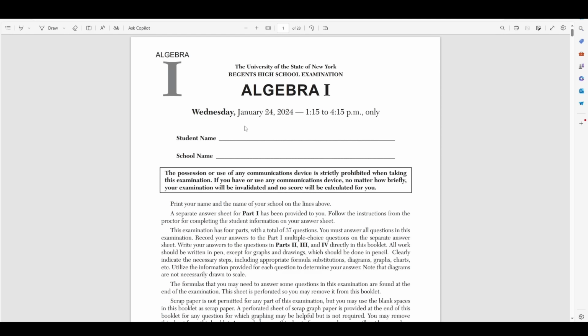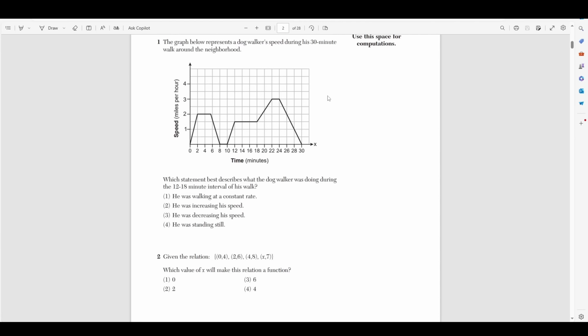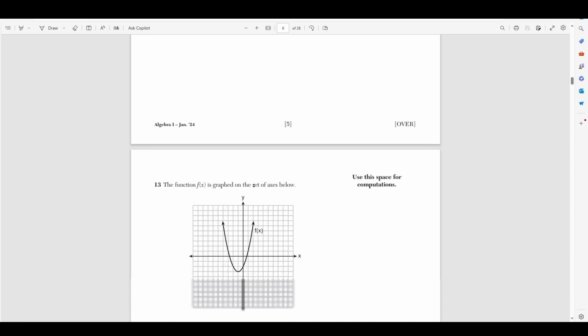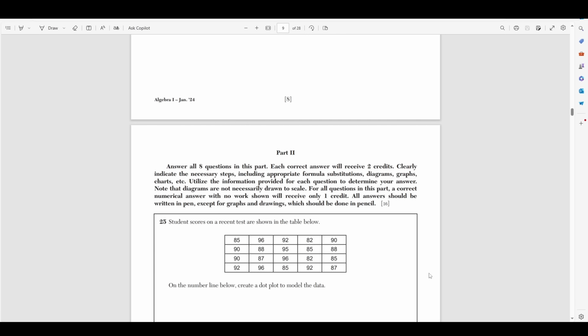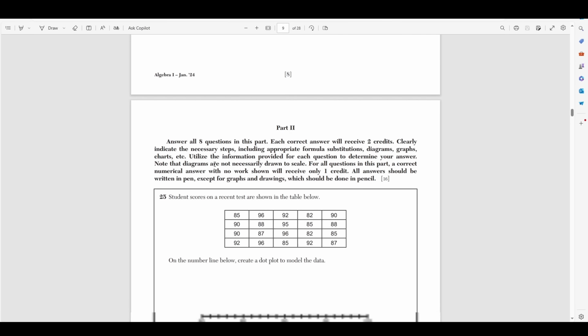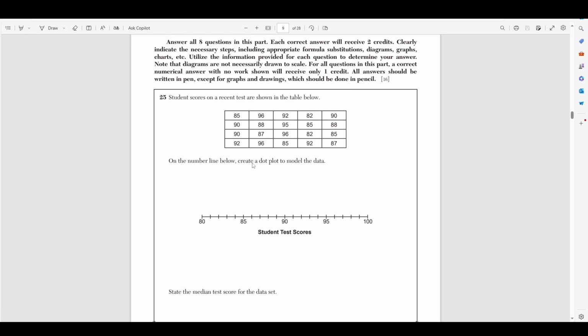Hello everyone, today we're going to be going over the January 2024 Algebra 1 Regents exam. In our last video, we went over part 1, which was the first 24 multiple choice questions. Today we're going to be going over part 2, which is the free response or the short answer section. This specifically, it's going to be 8 free response questions or 8 short answer questions.